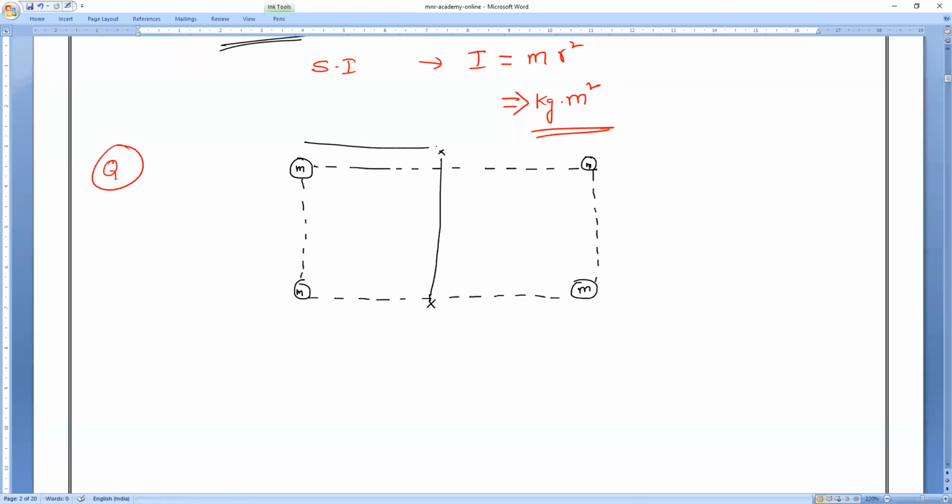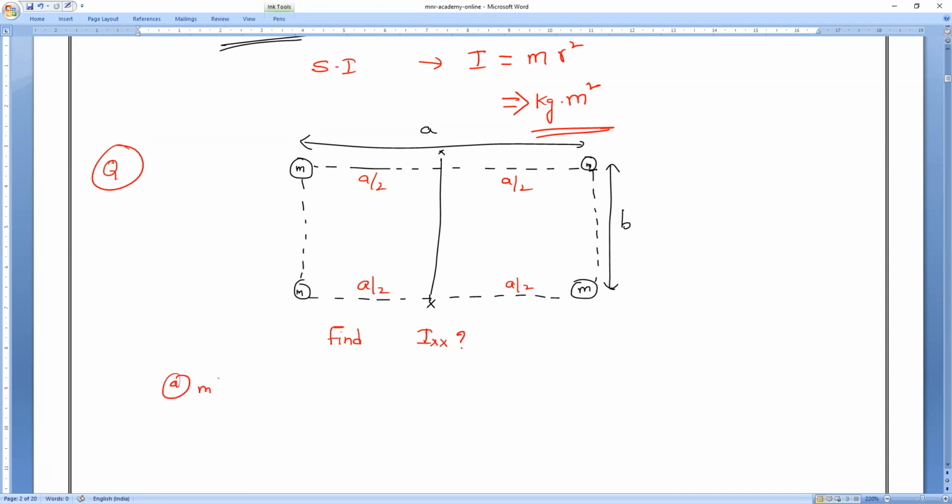In a particular way, it looks like a rectangle. I'll take this side as A and this side as B. Clear, everybody? If this total is A, then till the axis of rotation it becomes A by 2, and this also becomes A by 2, and this also A by 2. Is it okay? So the question is: find the moment of inertia along the axis of rotation.